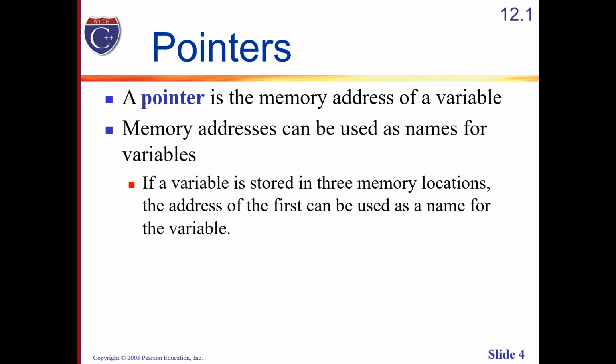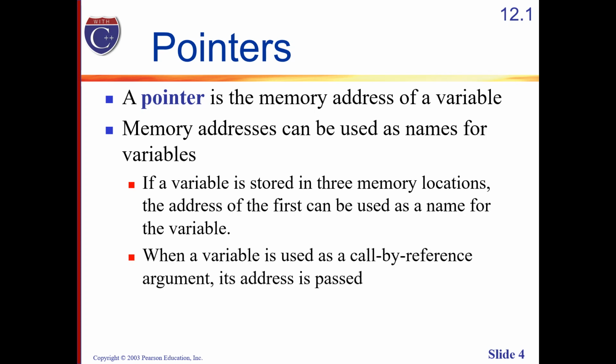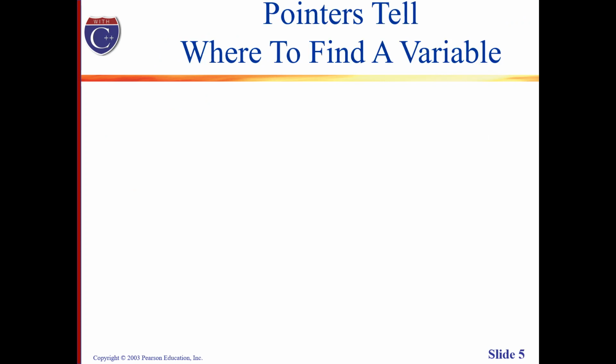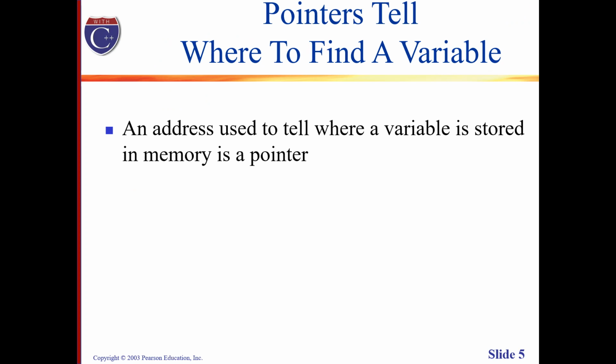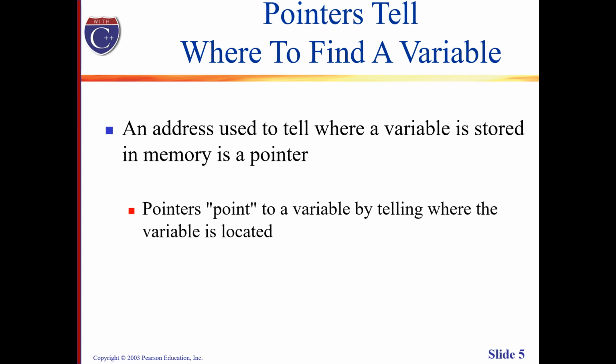If a variable is stored in three memory locations, the address of the first can be used as a name for the variable. When a variable is used as a call by reference argument, its address is passed, as opposed to how we usually use arguments, which are passed by value. Of course, pointers tell where to find a variable. An address used to tell where a variable is stored in memory is a pointer, as we have defined earlier. Pointers point to a variable by telling where the variable is located.